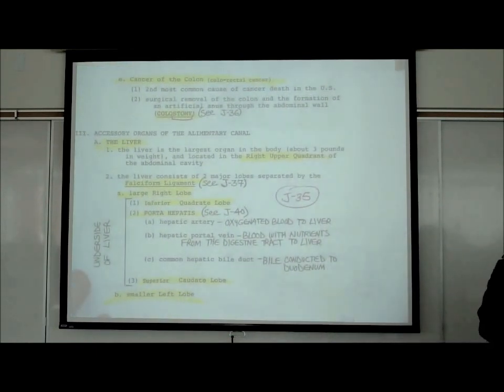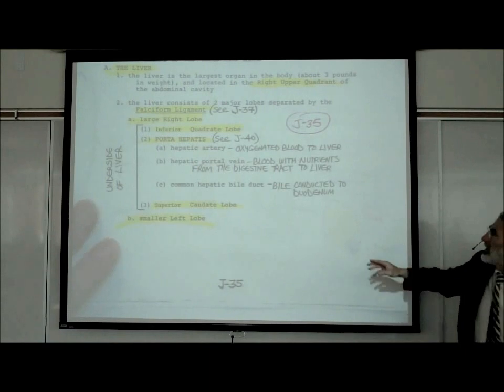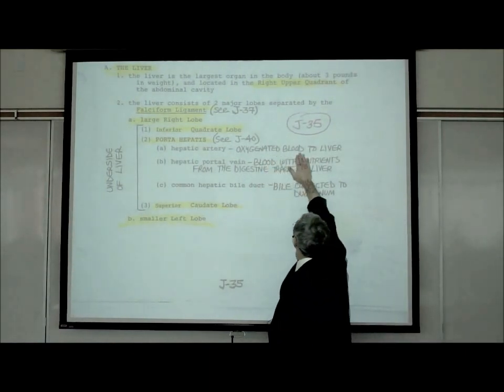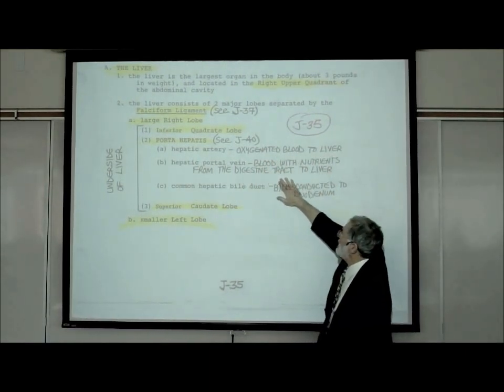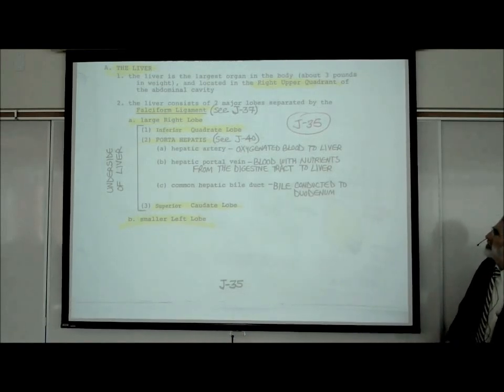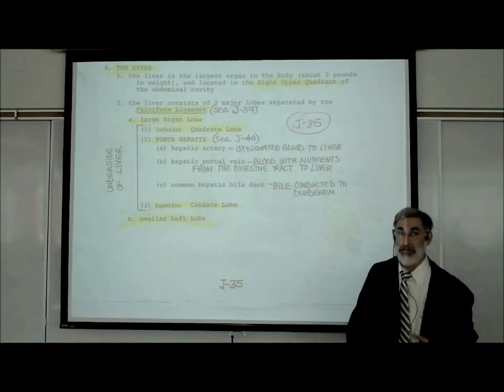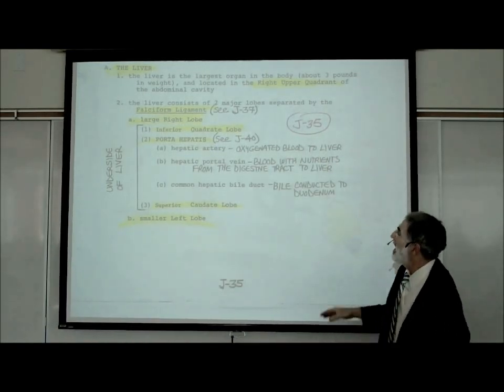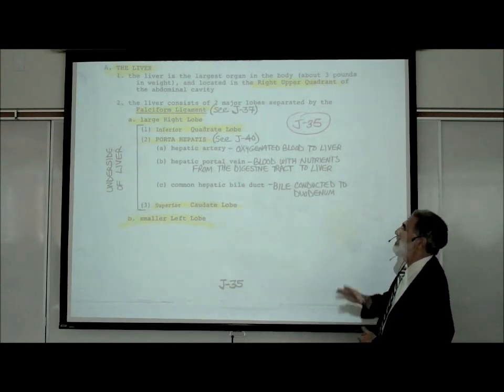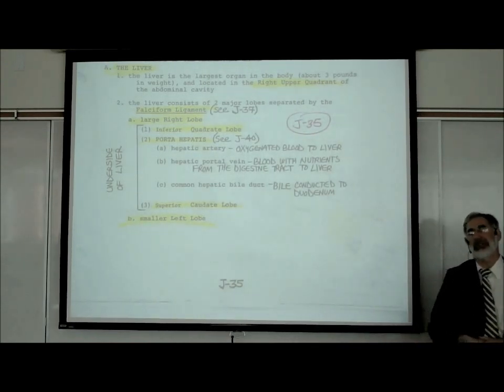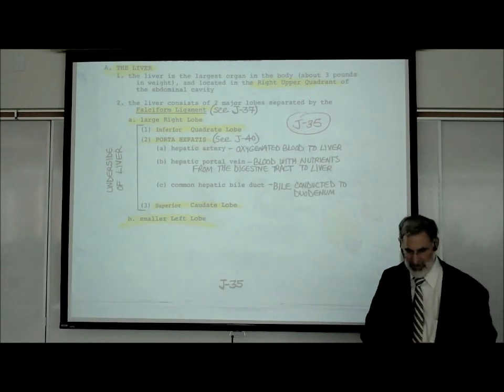On J35, when we were talking about the anatomy of the liver, we identified that the hepatic artery carries oxygenated blood to the liver, and the hepatic portal vein carries blood with nutrients from the digestive tract to the liver. I think that's pretty straightforward. In addition, in this area called the Porta Hepatis, there are the bile ducts carrying bile away from the liver.